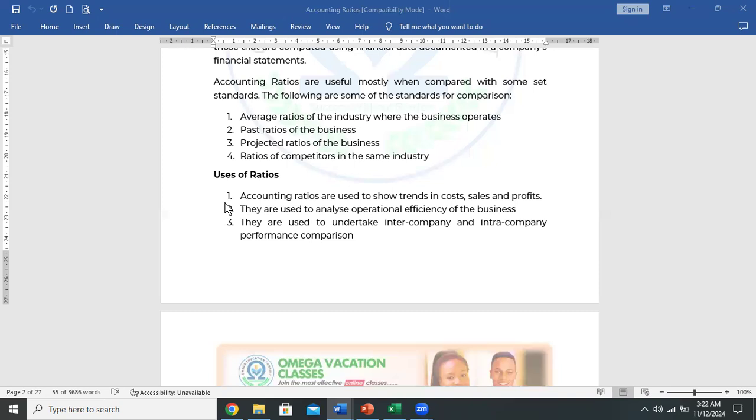I'll start with inter. So inter is the process of comparing the performance of multiple companies to identify the areas for improvement. So this is like comparing different other companies with your company. Okay. Comparing different companies together, multiple companies, to be able to identify areas for improvement. That's intercompany.